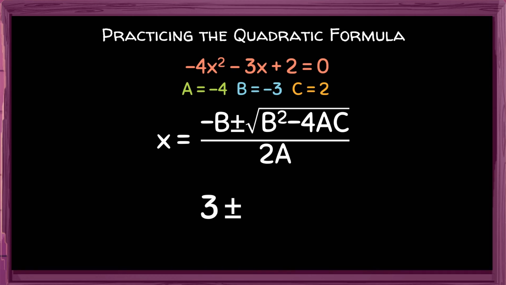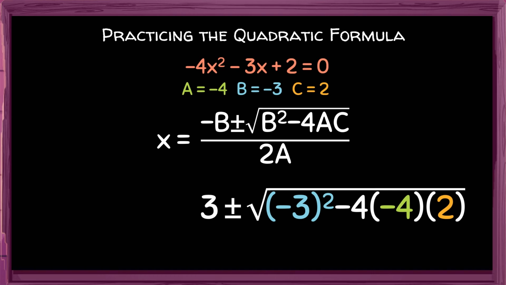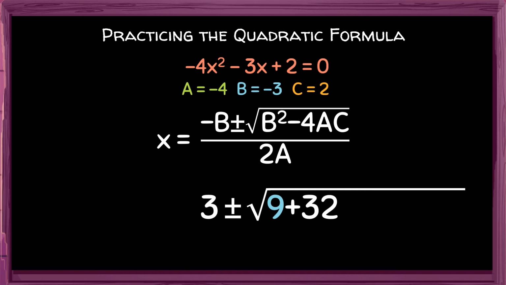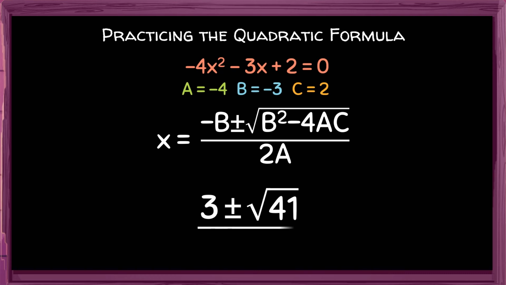After that is the square root of the quantity b squared minus 4 times a times c. That is negative 3 squared minus 4 times negative 4 times 2. I will simplify this as the square root of 9 plus 32, which is the square root of 41. Nicely done, V9. So the top of our formula is 3 plus or minus the square root of 41. What about the bottom? We divide all of that by 2 times a, which is 2 times negative 4. So the bottom of our formula is negative 8.